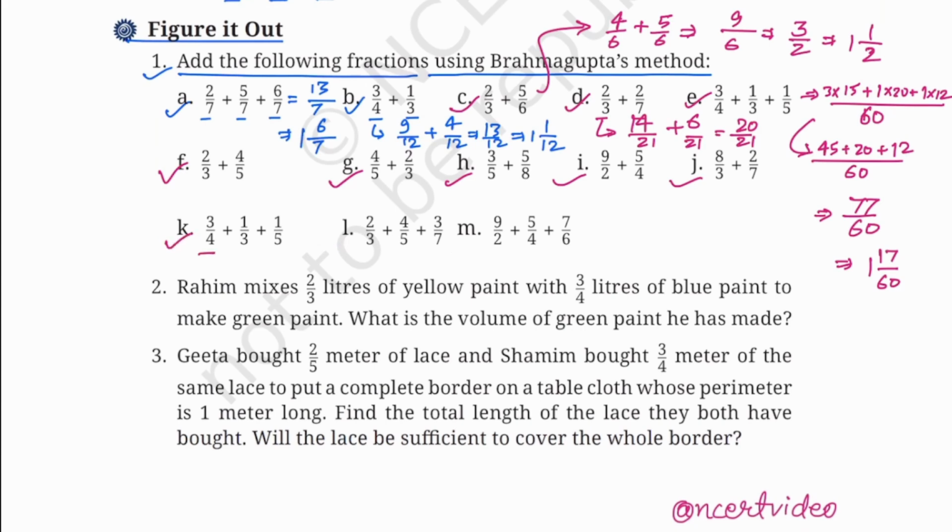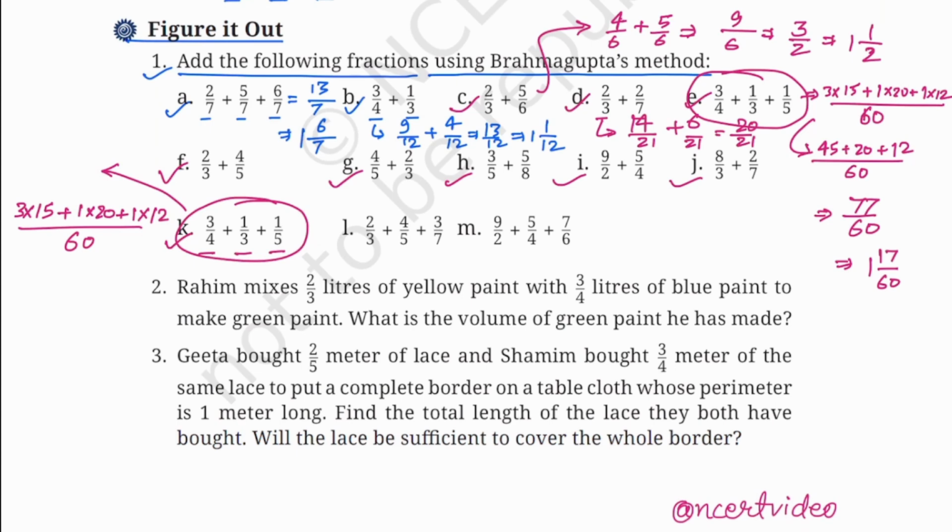K, 3 upon 4 plus 1 upon 3 plus 1 upon 5. Similarly, common multiple of 4, 3 and 5 is 60. 3 multiplied by 15, 1 multiplied by 20 and 1 multiplied by 12. I think the same question has been repeated. The answer is 77 upon 60.